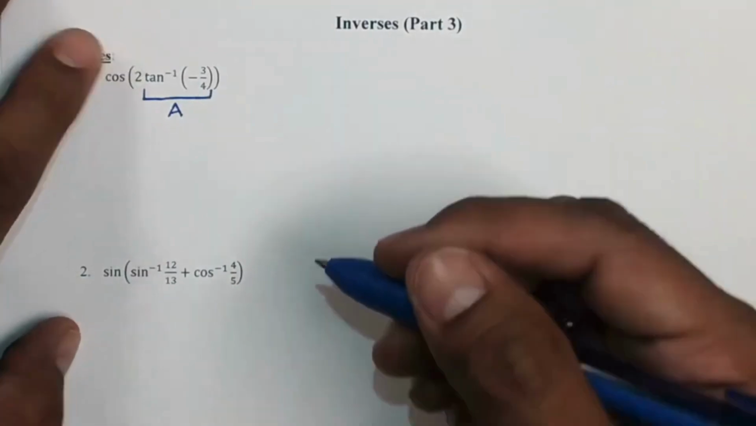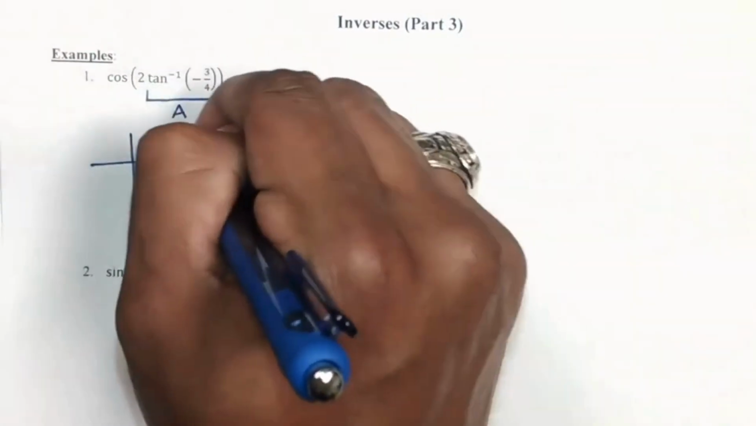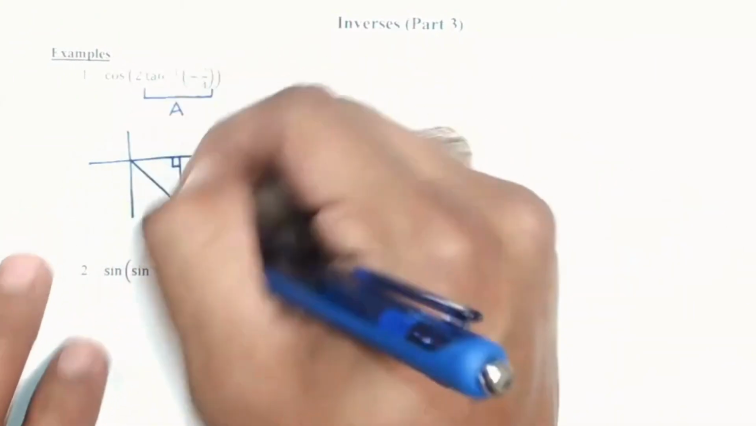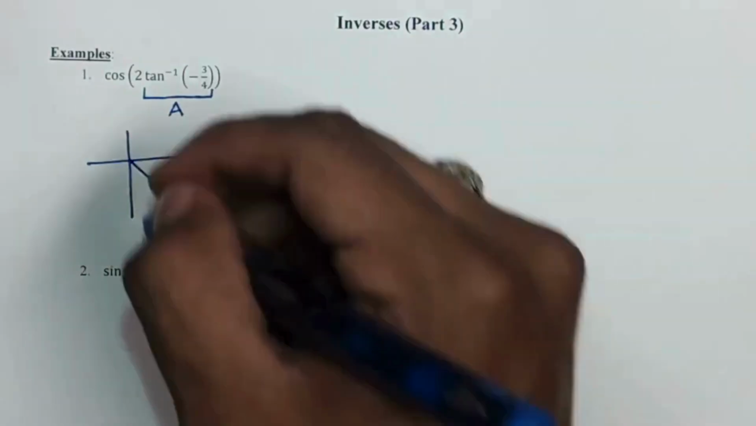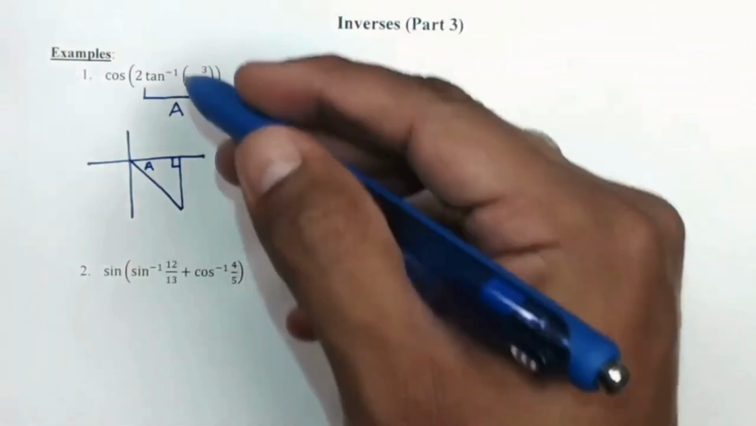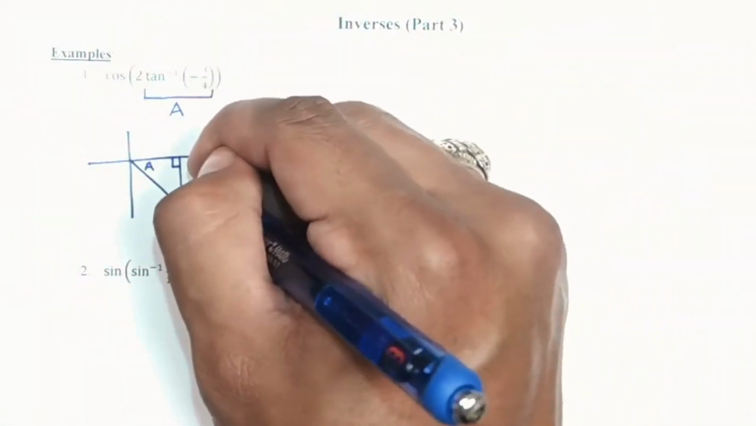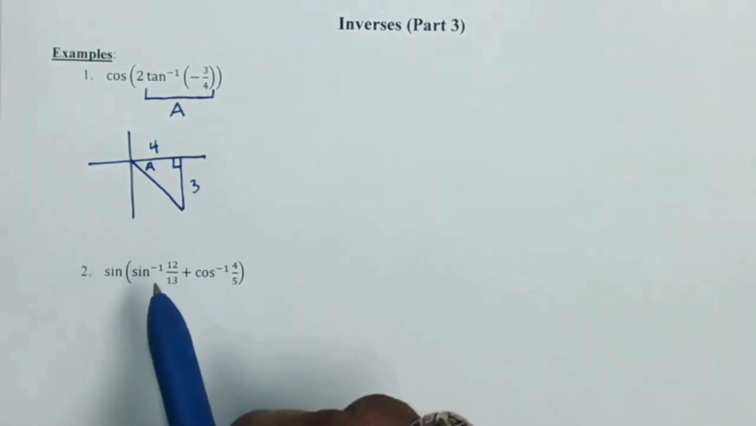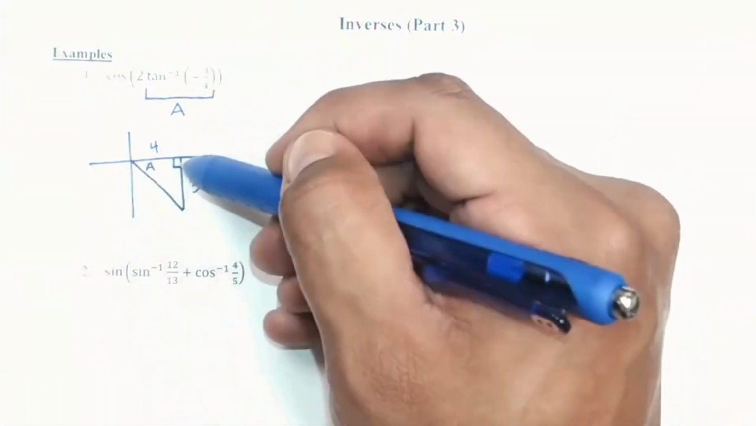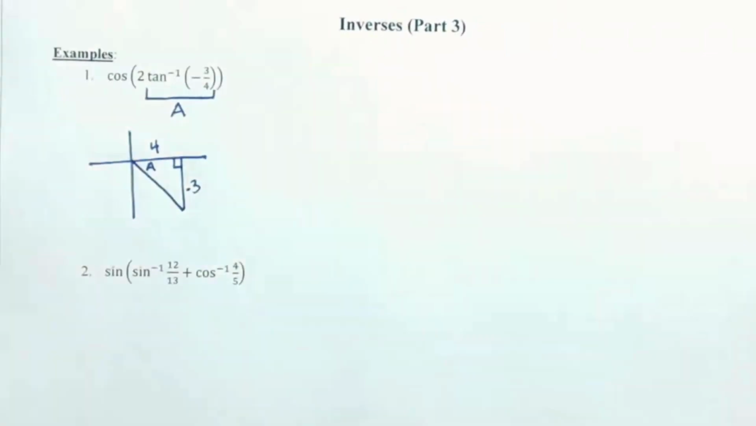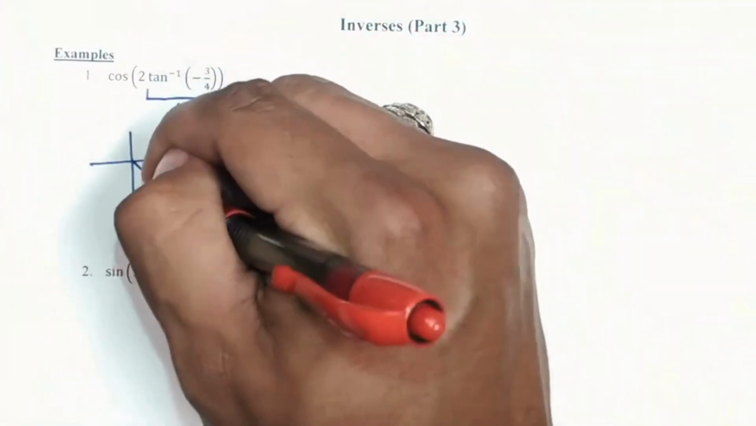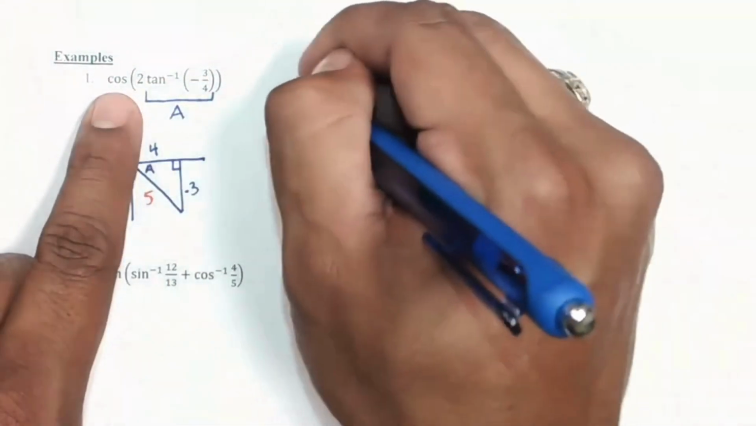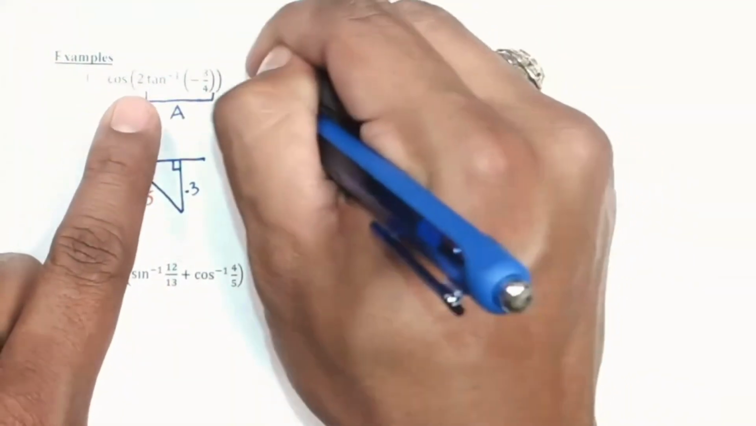-3/4 is not on the unit circle, but I can draw a triangle. Since we're dealing with tangent inverse, our rainbow values are the side rainbow. This is angle A, the opposite side is 3, and the adjacent side is 4. Be very careful with your negatives, because if we're going to the right, that's positive, but if we're going down, that's negative. And then if we do our triples, that's 5.